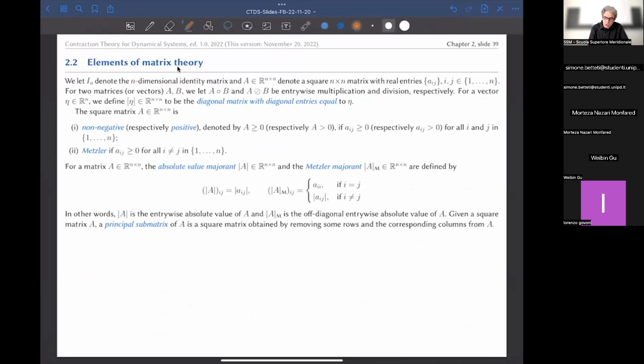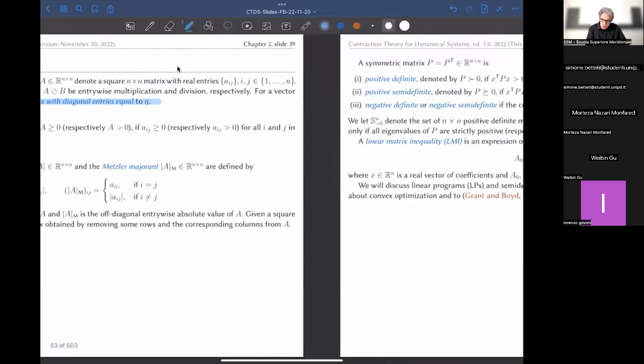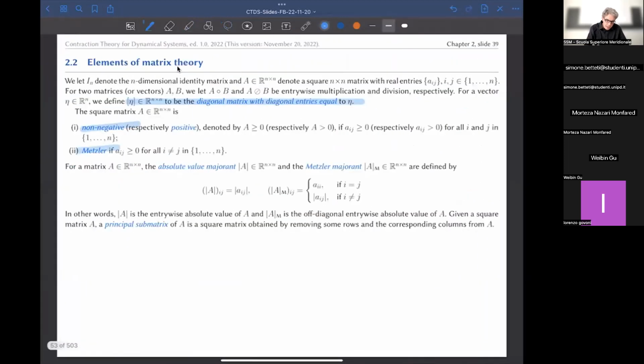here, I define my diagonal matrix. What's a non-negative matrix? What's a Metzler matrix? One thing I want to mention: did you realize that if you take the one induced norm of A, it's equal to the max over j of the sum over i of the absolute value of A_ij?